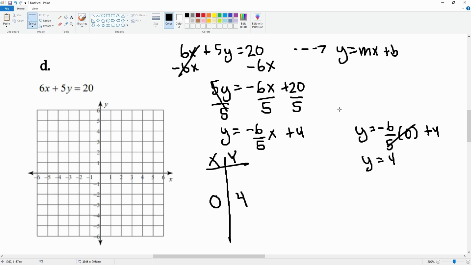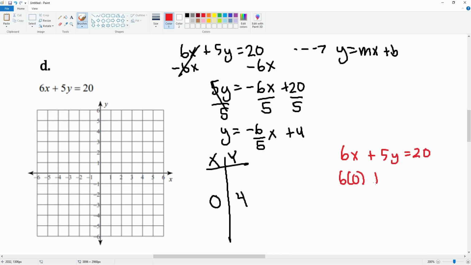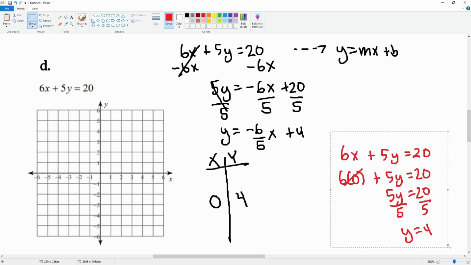I could even double check this by plugging it back into the original, which is this. 6x plus 5y is equal to 20. I'm going to plug in the 0 for the x, and it should still get me the same value. 6 times 0 is 0. 5y equals 20. Divided by 5, divided by 5, y equals 4. You see, I double checked it to make sure my algebra is correct.